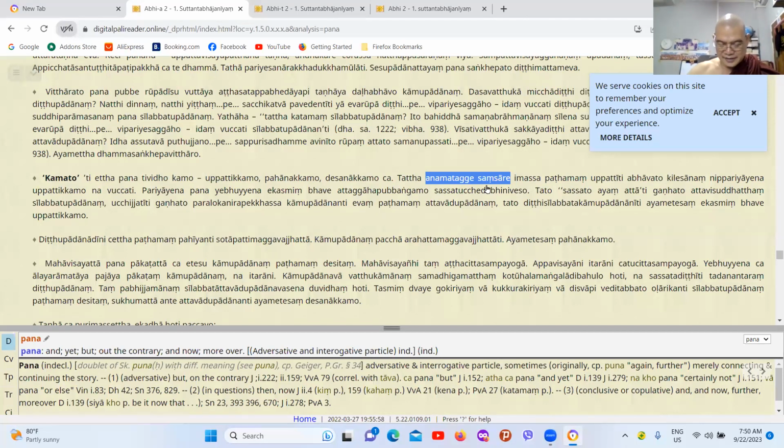So about samsara here. Now, anamata sasara. Anamata means not the beginning, not knowing the beginning in samsara. Imassa pubbakoti, this one happened first, arises first.